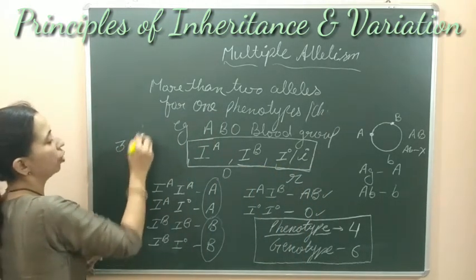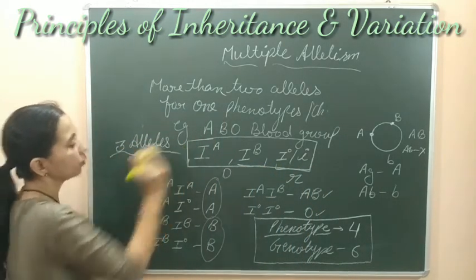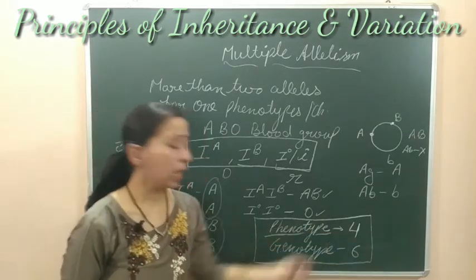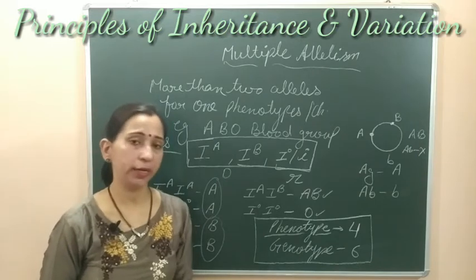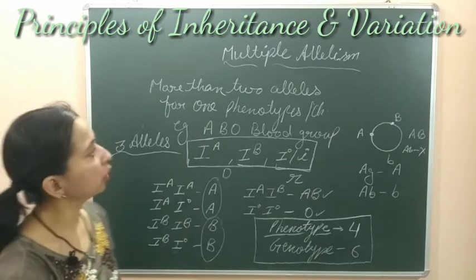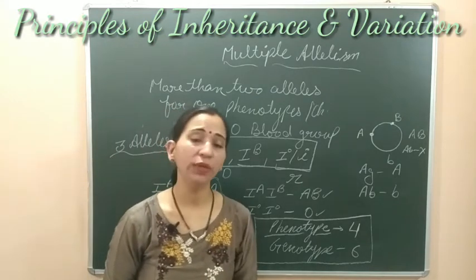So the number of alleles which are controlling is 3, the number of phenotypes which we can find is 4, and the number of genotypes which we can find in the ABO blood group is 6. So this is about multiple allelism. Now let's try to understand it with an example.